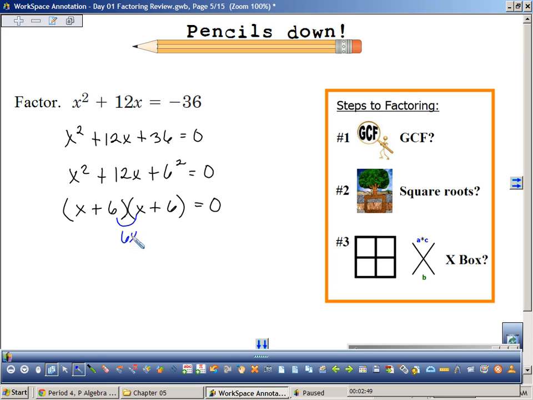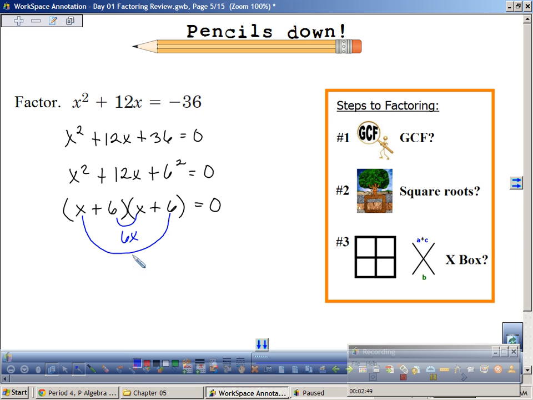What is 6x plus 6x? 12x. Does that match there? So if I look at this one, x times x is x squared, and 6 times 6 is 36. And if I do the inner and the outer, you guys know this as FOIL, correct? I'm just doing FOIL in reverse. I look at my first, that's what these two have to be made up of. I look at my last, that's what these two have to be made up of. And my inner and my outer have to add up to 12x.